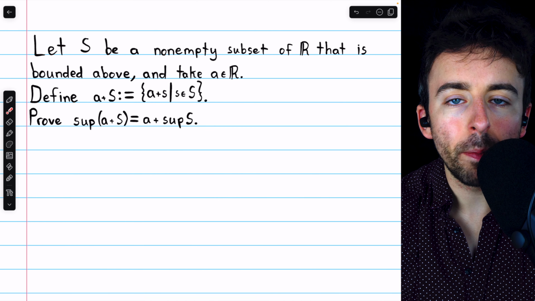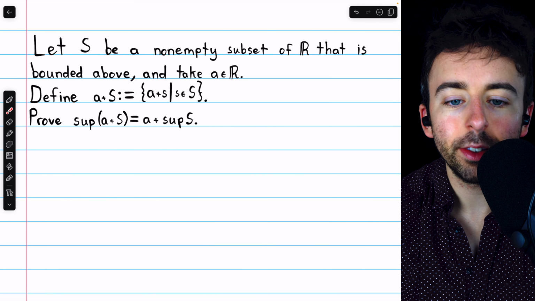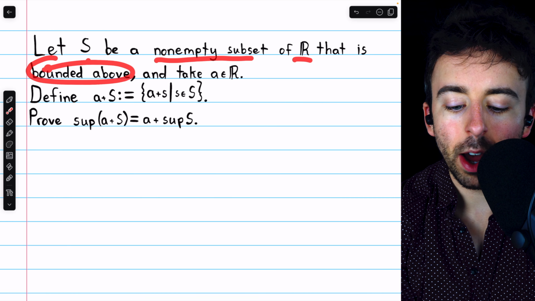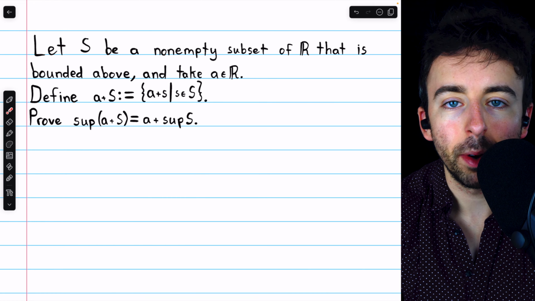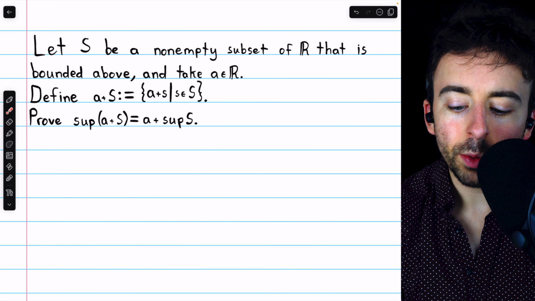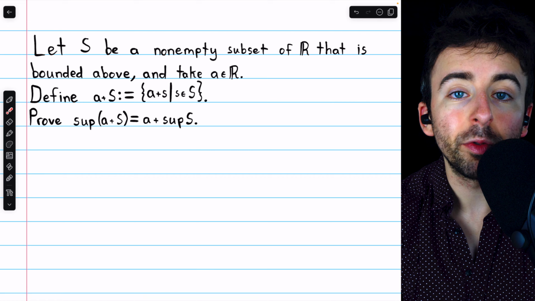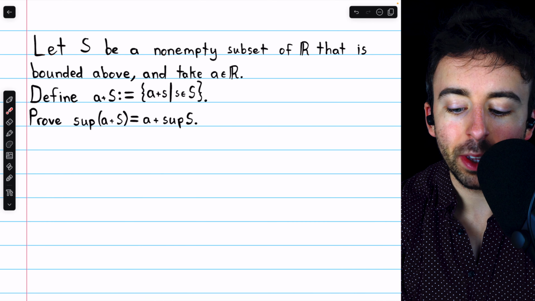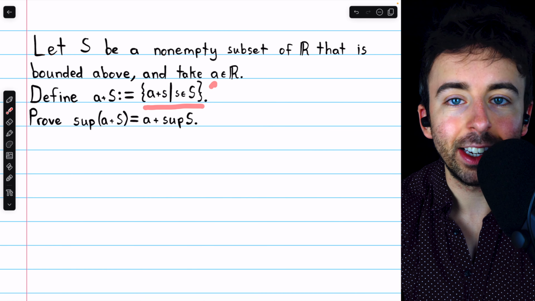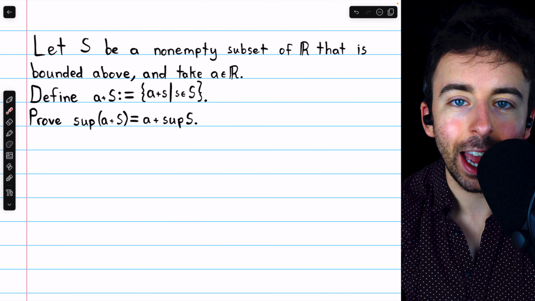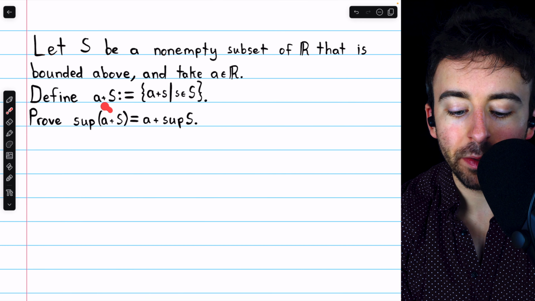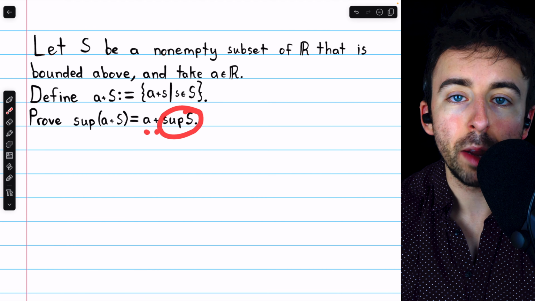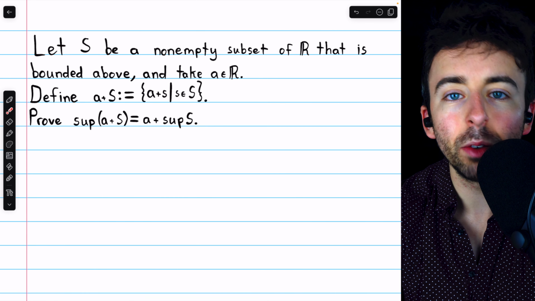Supremums and infimums obey some pretty nice algebraic properties. For example, if S is a non-empty subset of the reals that's bounded above, then certainly it has a supremum by the completeness axiom. Then we could take a real number a and define this new set a plus S, whose elements are just the elements of S, but with a added to them, so they've all been increased by a. Then in fact, the supremum of this new set, a plus S, is just a plus the supremum of S as it originally was, and we'll prove this today.